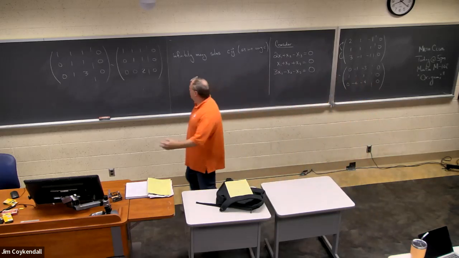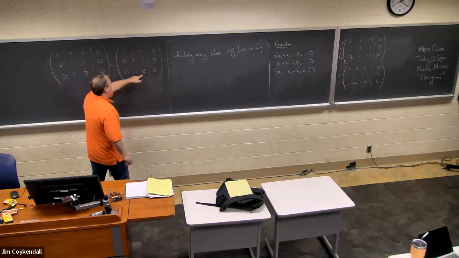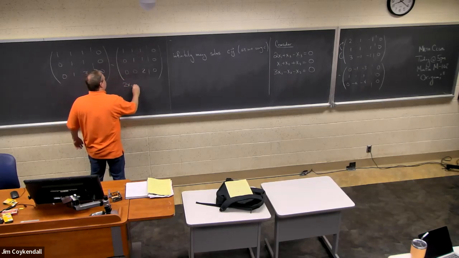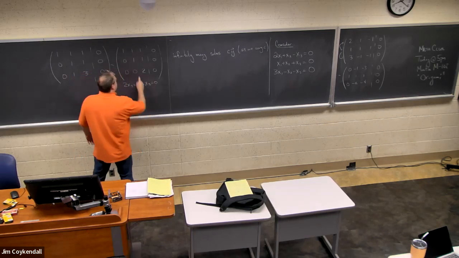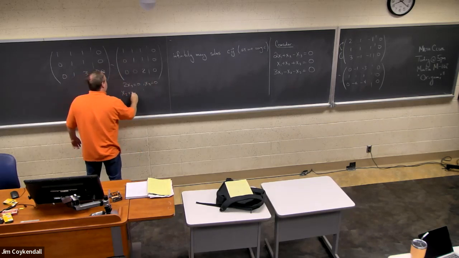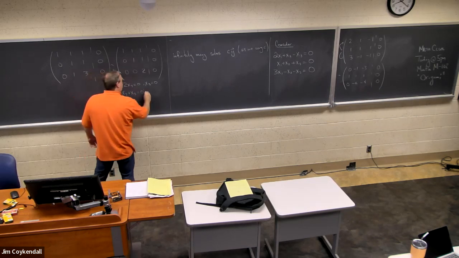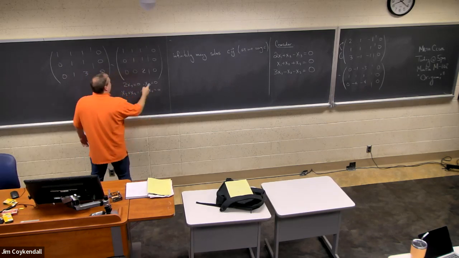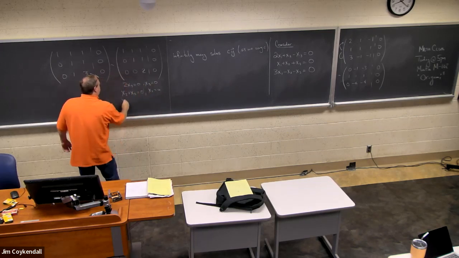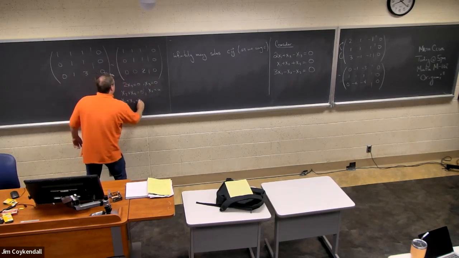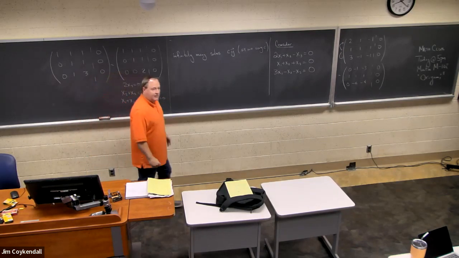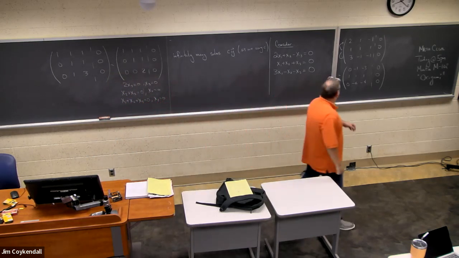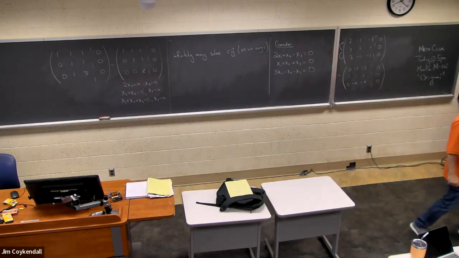Namely, the 0 vector was the only thing that worked, because this last one, what it means is 2x3 is 0. I know x3 is 0. And now x2 plus x3 is 0, but x3 is 0, so that means x2 is 0. And finally, on top of which is x1 plus x2 plus x3 is 0, which means that x1 is 0. So that's it. The 0 vector is a solution to that homogeneous system, but it's the only one. Everybody okay?